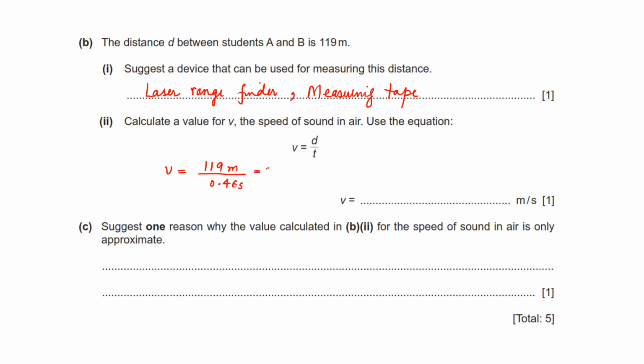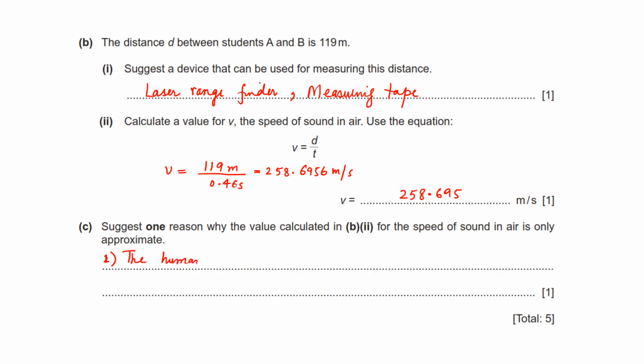So this comes out to be 258.6956 meters per second. Up to two significant figures, we can say 258.6, not 269.5. Again, let's go with this value. Then it says suggest one reason why the calculated value of V for the speed of sound is only approximate.